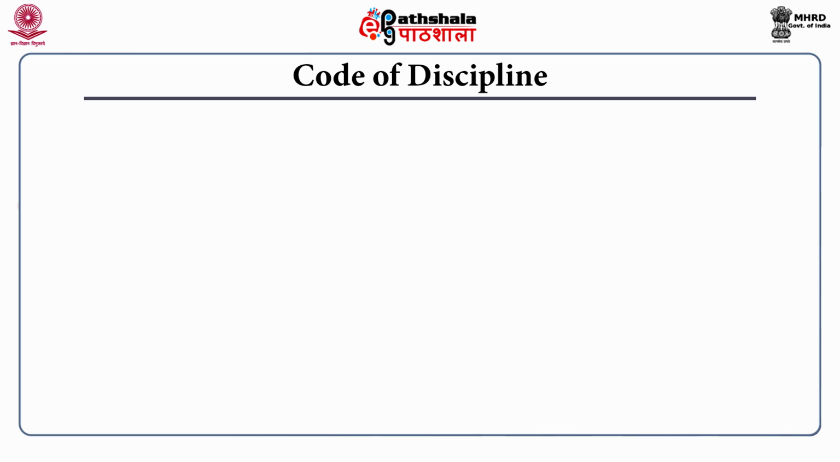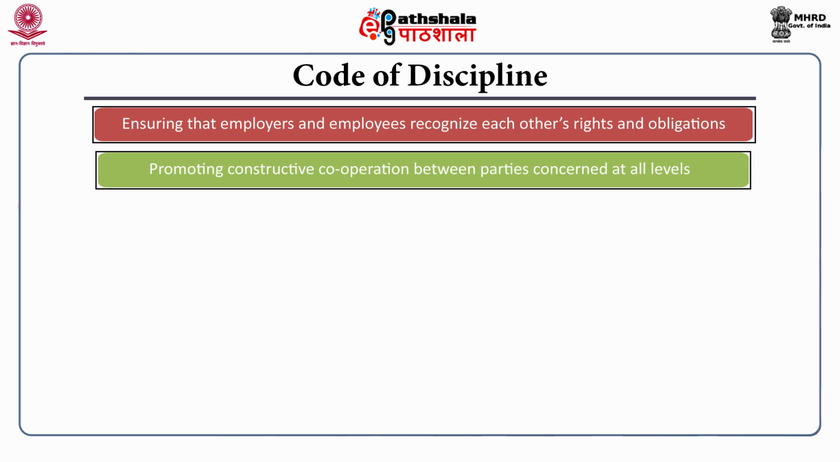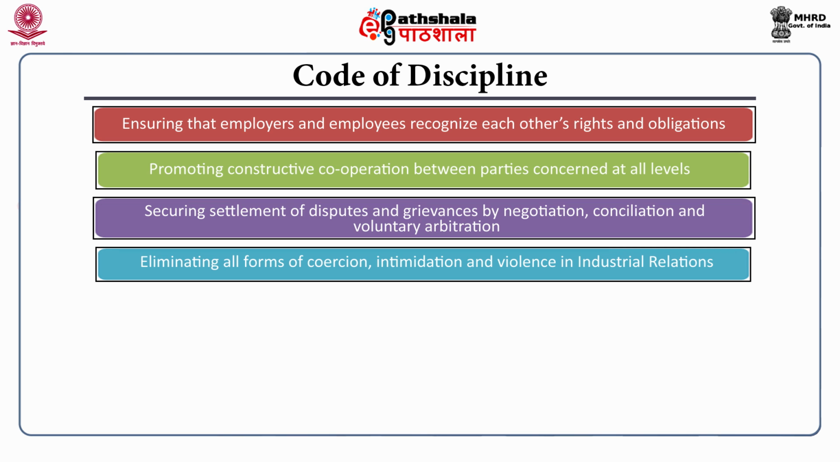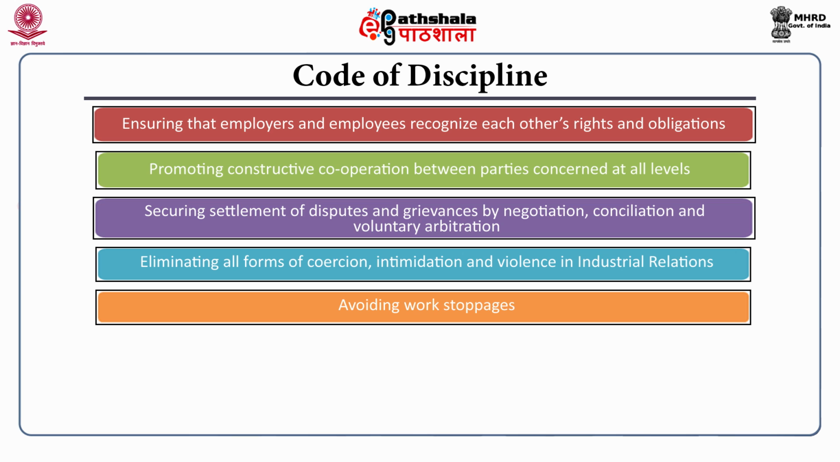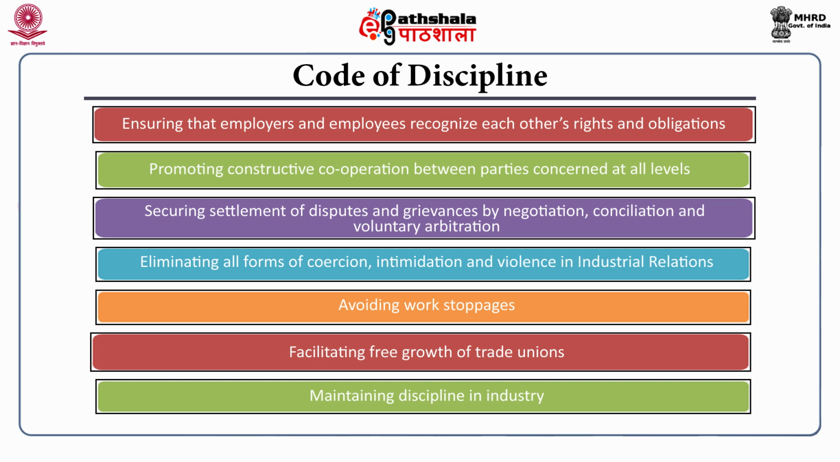Code of discipline. Code of discipline is a set of clearly defined duties and responsibilities of employers and workers with the objective of ensuring that employers and employees recognize each other's rights and obligations, promoting constructive cooperation between parties concerned at all levels, securing settlement of disputes and grievances by negotiation, conciliation and voluntary arbitration, eliminating all forms of coercion, intimidation and violence in industrial relations, avoiding work stoppages, facilitating free growth of trade unions, and maintaining discipline in the industry.